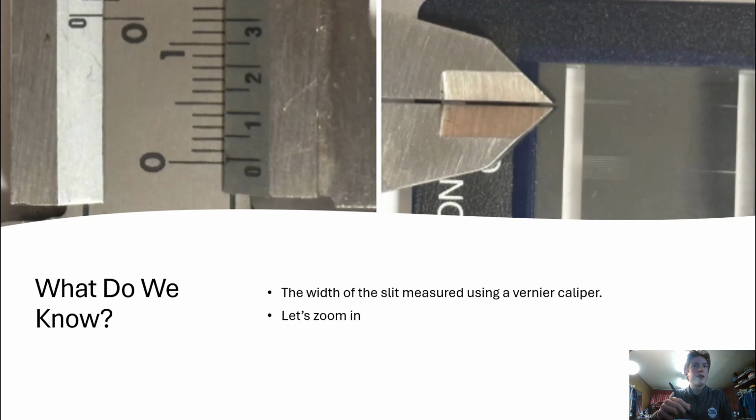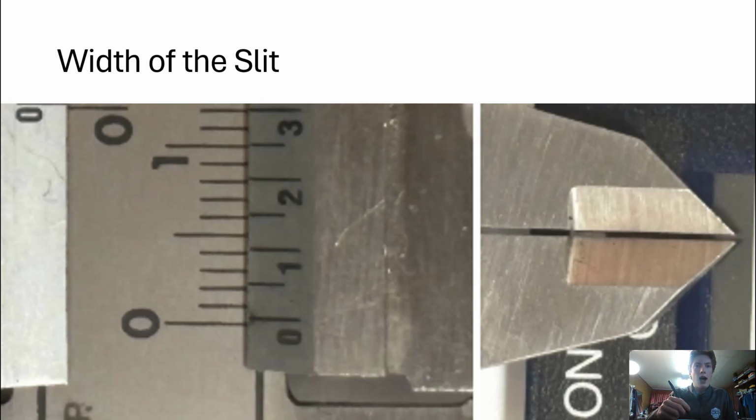What do we know? Basically, we found the width of the slit measured using a vernier caliper. And let's zoom in to see what the value is. To look at this, I see how far this value is from here. You can see this is a 1 centimeter value, so each of these is going to be 1 millimeter. I can tell it's a little bit between the 0 and the 1 millimeter, and I'm just going to go ahead and say it's about 0.4 millimeters. You could disagree, maybe you could say 0.3, 0.5, but it doesn't matter too much. It won't get us off too much.